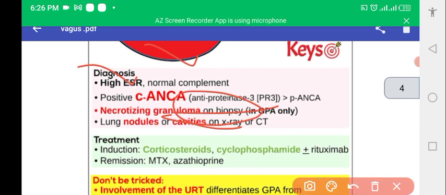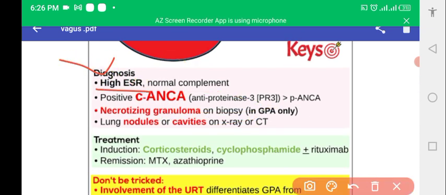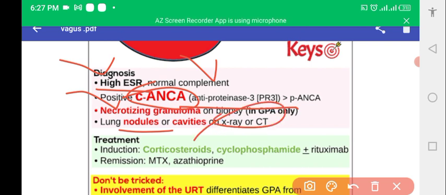How can we diagnose this condition? For diagnosis, we perform ESR, which will be increased, and complement will be normal. C-ANCA will be positive, and there is necrotizing granuloma on biopsy. In this way we can see nodules in the lungs and upper respiratory tract, and cavitation can be found on X-ray and CT scan. So in this way we can diagnose rapidly progressive glomerulonephritis and Wegener granulomatosis.